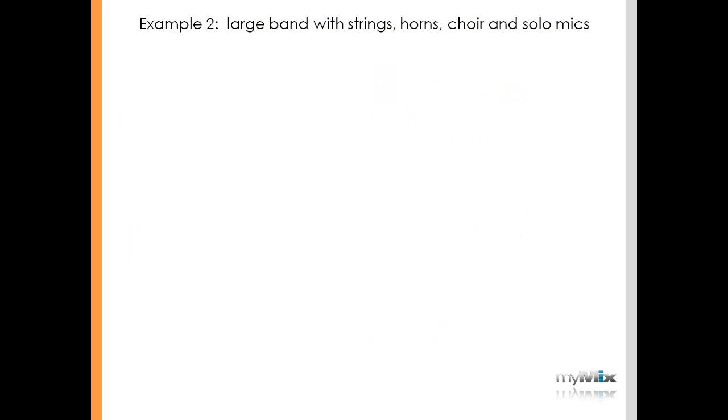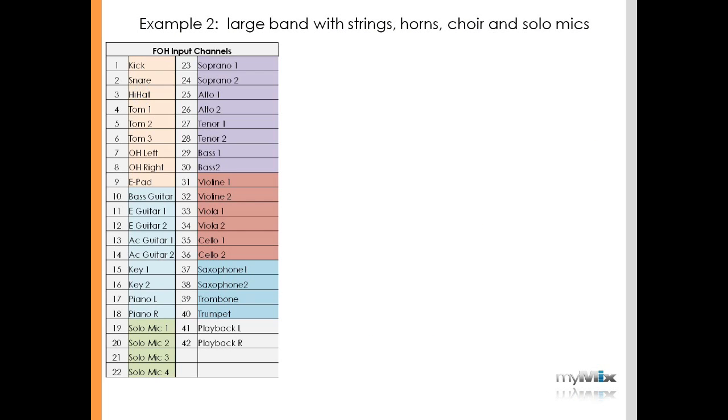So now let's look into our second example, a large band with strings, horns, choir and some solo microphones. There are 2 guitar players, 2 acoustic guitar players, 2 keyboards, piano, 4 solo mics, a full choir with 8 persons, a string ensemble, 2 saxophones, trumpet, trombone and 2 playback channels, so a total of 42 channels.